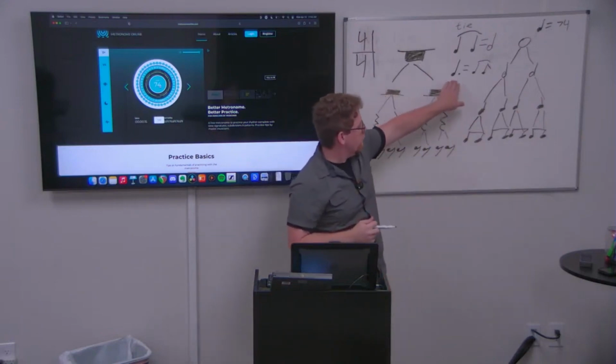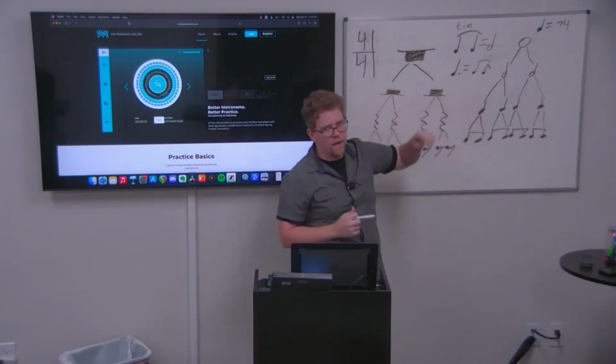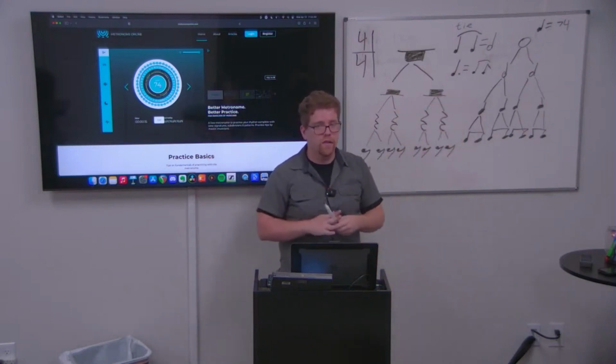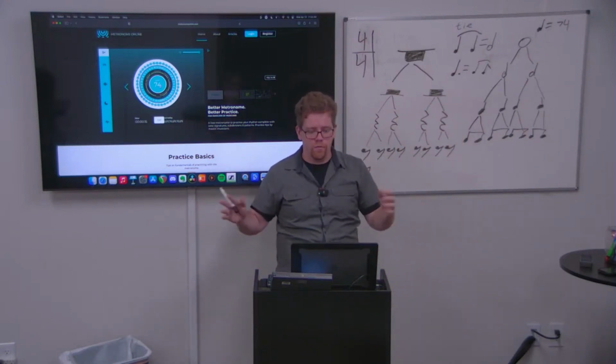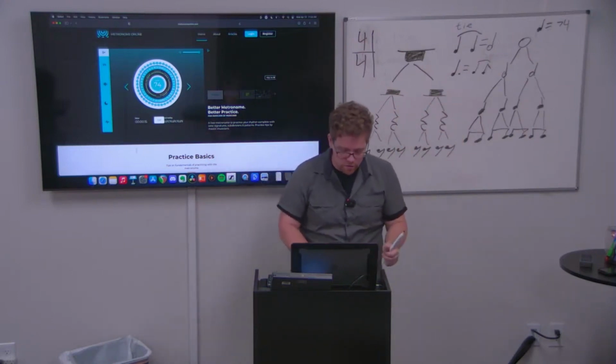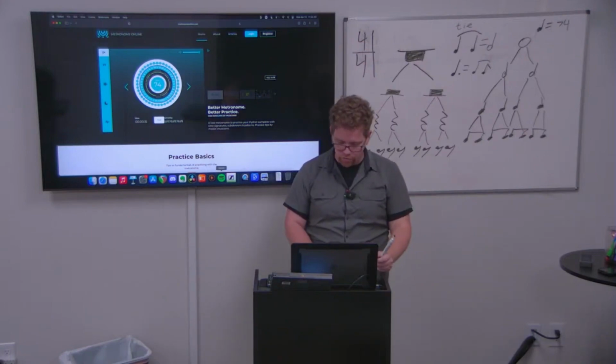And that dot works on any note of any length. So you can have a dotted whole note that's worth 6 beats. You can have a dotted half note that's worth 3 beats. All of those things still apply, are still true.